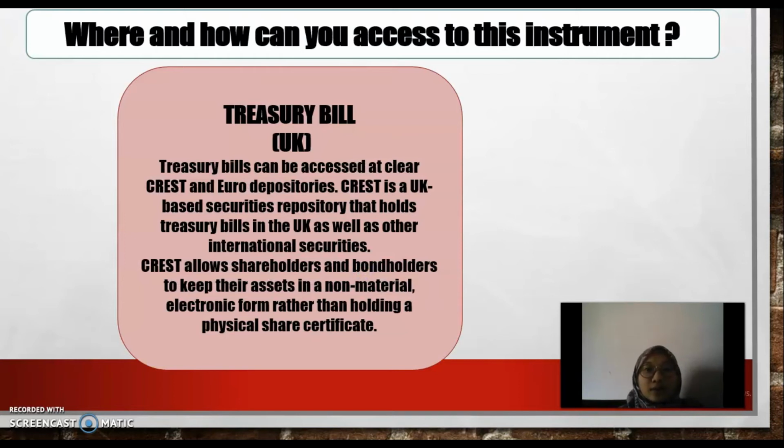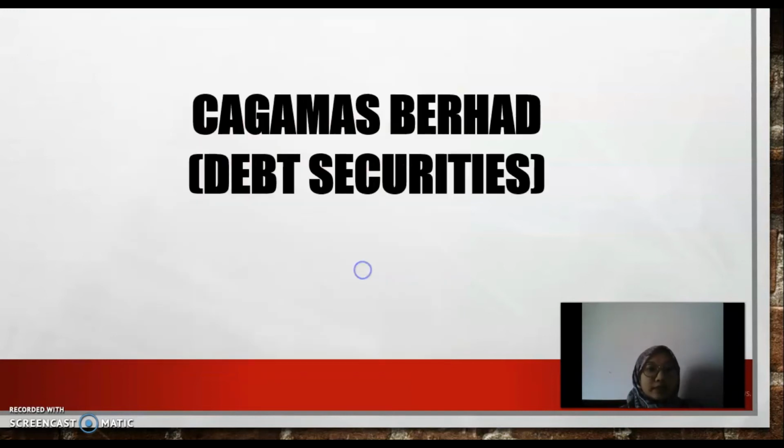Where and how can you access the instrument in treasury bill in UK? Treasury bill can be accessed at CREST and Euroclear depositories. CREST is a UK-based securities depository that holds treasury bills in the UK as well as other international securities. It allows shareholders and bondholders to keep the assets in dematerialised electronic form rather than holding a physical share certificate.